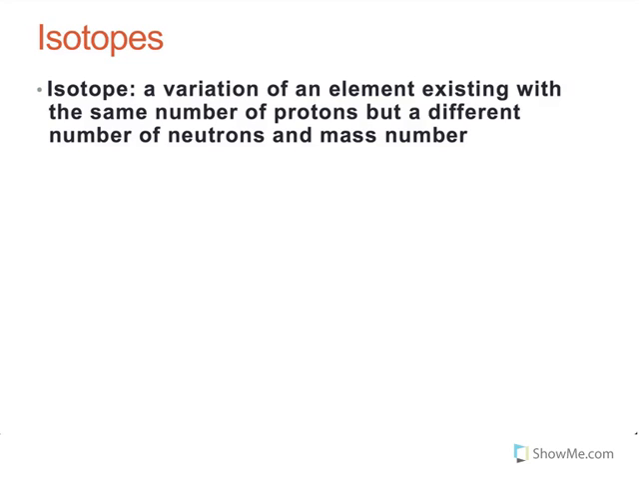This is defined as an isotope. An isotope is a variation of an element existing with the same number of protons, but a different number of neutrons, and therefore a different mass number.